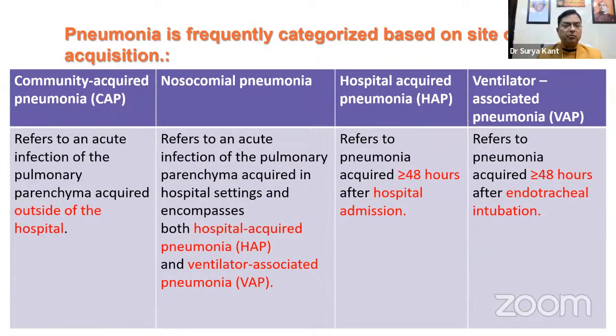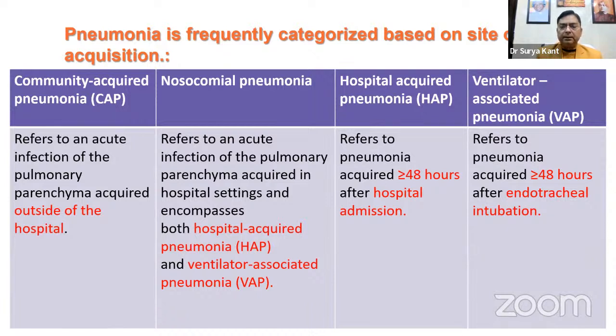So what is community-acquired pneumonia? This refers to an acute infection of the pulmonary parenchyma acquired outside of the hospital, meaning in the community, and that's why it is called community-acquired pneumonia. Nosocomial pneumonia refers to an acute infection of the pulmonary parenchyma acquired in the hospital setting and encompasses both hospital-acquired pneumonia, that is HAP, and ventilator-associated pneumonia, that is called VAP.